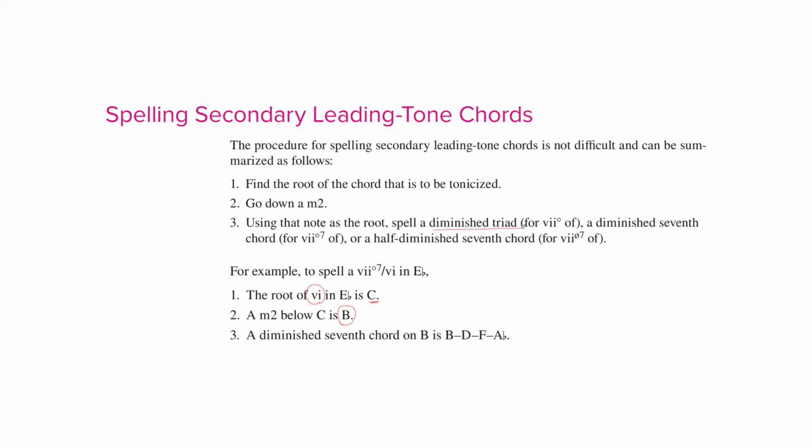Then spell the chord. Either a diminished triad, or a fully diminished seventh, or a half diminished seventh. In this case, because the chord is a minor chord, we don't have any other options other than the fully diminished seventh chord, and the result would be B, D, F, and A flat.